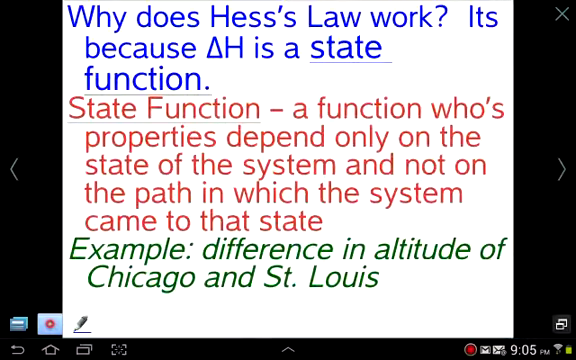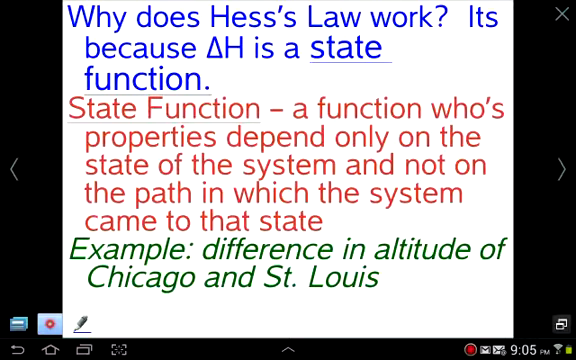And a quick discussion of why this works. The reason Hess's law works is because it is something called a state function. Now in chemistry, a state function is a function whose properties depend only on the state of the system and not on the path in which the system came to that state. So a real-life example is this.